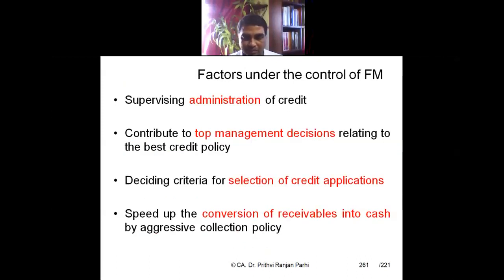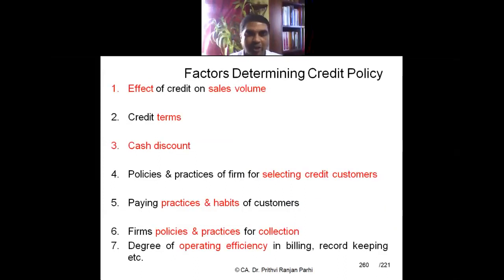Is a credit term defining the debtor's age or anything else? I'm asking whether the credit term is defining the debtor age. That's your question. No, it's not like this. Credit terms are the terms on the basis of which you are allowing credit sale.